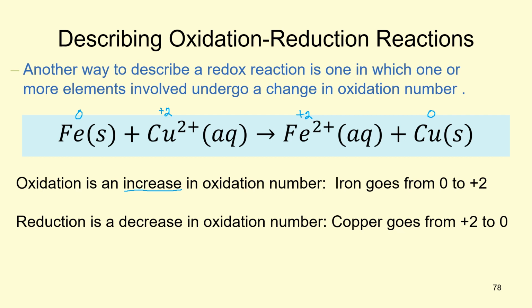And this is a simple one, but sometimes it's not as easy to see, and so this helps if you can find oxidation numbers and see how they're changing. And you can see here reduction is a decrease in oxidation number, so the copper is going from +2 to 0, so it's a decrease in oxidation number, or in other words, a reduction. So when the number goes down, it's a reduction.